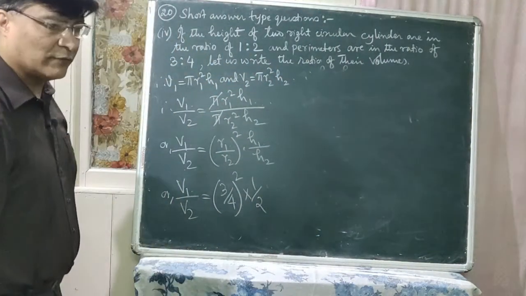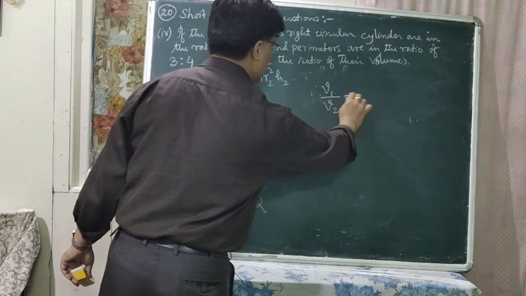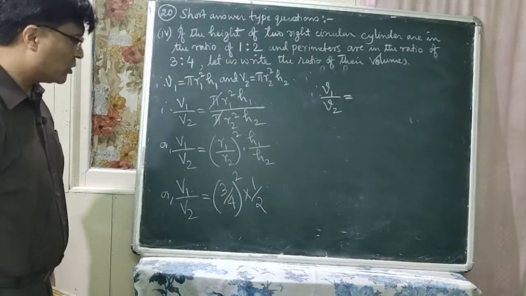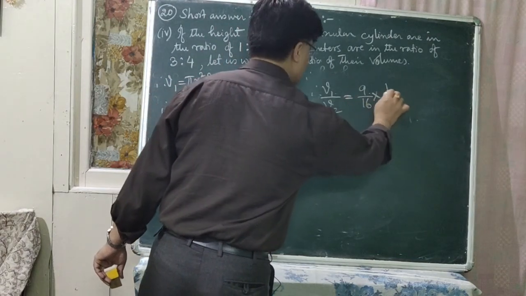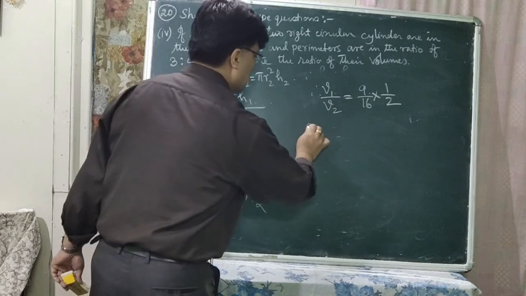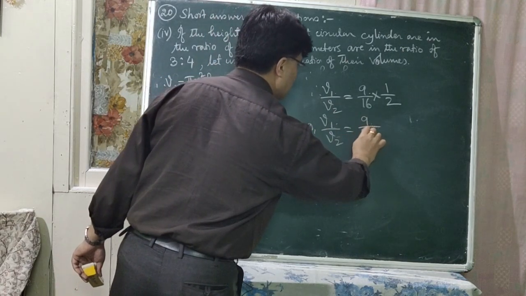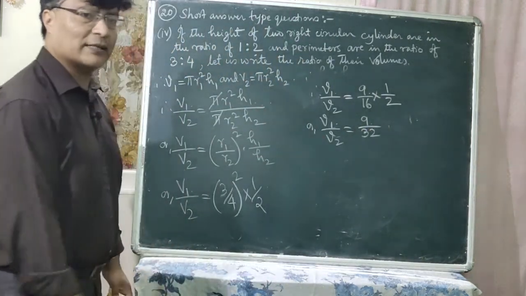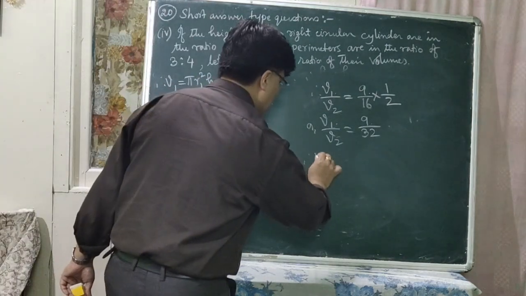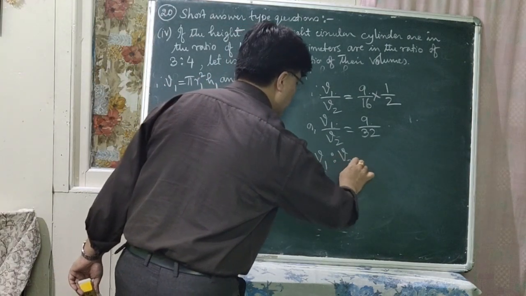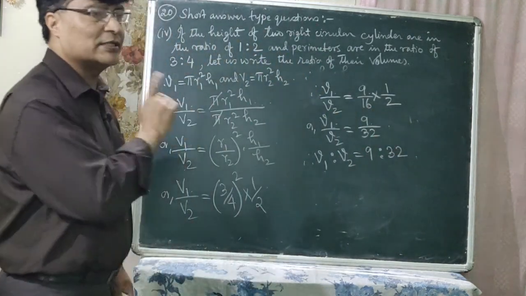So V1 upon V2 is equal to 3 by 4 whole square, which is 9 by 16, into half. So V1 upon V2 is equal to 9 divided by 32. Is that clear? Now you can write it in terms of ratio. Therefore, V1 is to V2 is equal to 9 is to 32. So this is the answer.